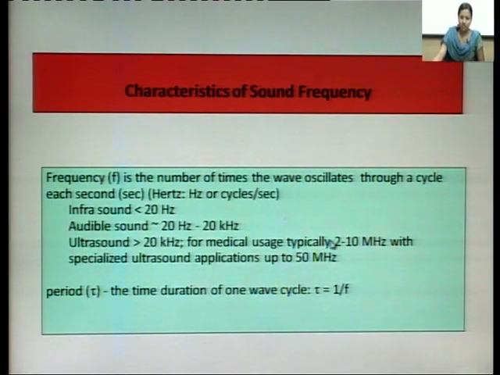For medical use, we use ultrasound waves with frequency 2 to 10 megahertz, with specialized ultrasound applications up to 50 megahertz. So high frequency ultrasonic waves are used for medical purposes. Next definition is period. The time duration of one wave cycle, the opposite of frequency: time period T is equal to 1 upon f, where f is the frequency of the wave.